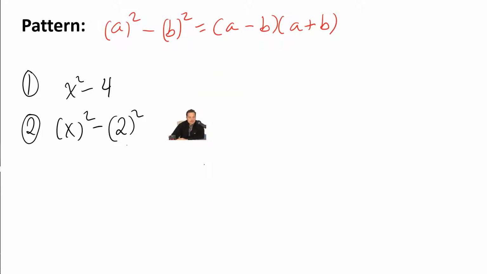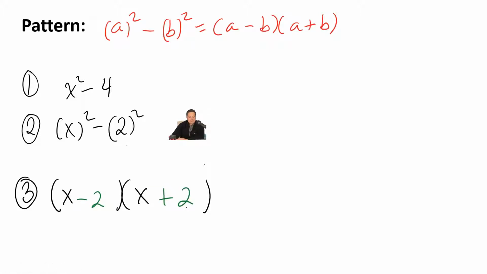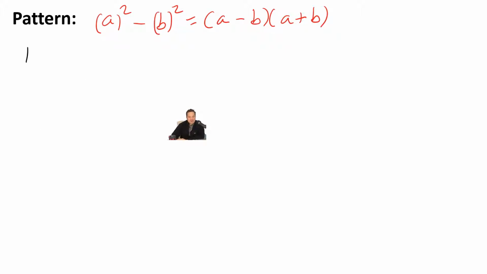At the next point, we can plug this into the pattern, so it'll look like this. You're going to have x, and then minus 2, and then x plus 2. So the x plays the role of a, and the 2 plays the role of b. So it's x minus 2 times x plus 2. Let's look at the next one. So the next one will look like this.